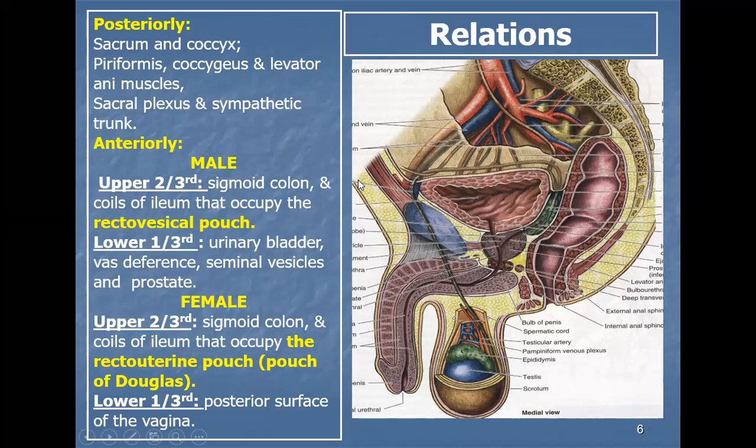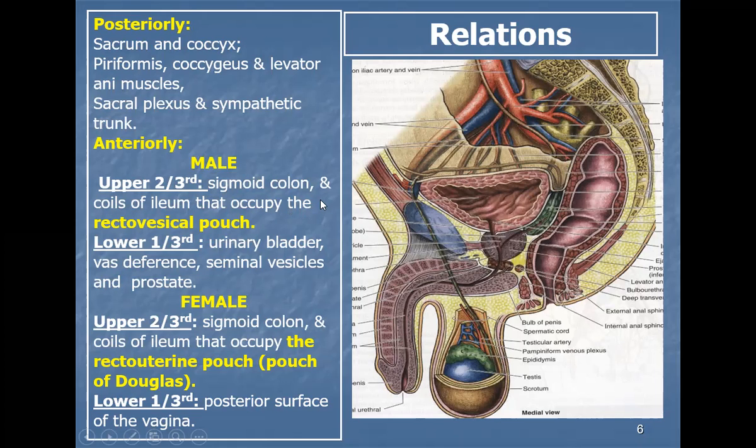In the upper two-thirds, the sigmoid colon and the coils of the ileum occupy the rectovesical portion. In case of male, between the rectum and the vesicle, that is the bladder, there is a pouch formed by the peritoneum. This is called the rectovesical pouch because it is between the rectum and the vesicle, the bladder. So this rectovesical pouch is filled with sigmoid colon and the coils of the ileum, which are removed here so that you can appreciate. If not, it will be filled with the coils of the sigmoid colon and the ileum within the rectovesical pouch.